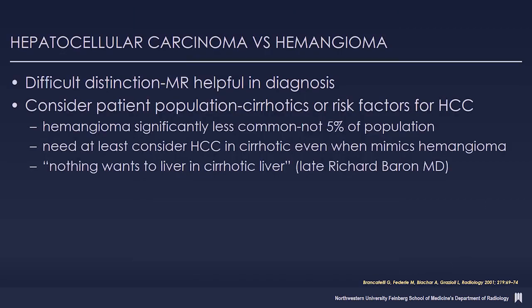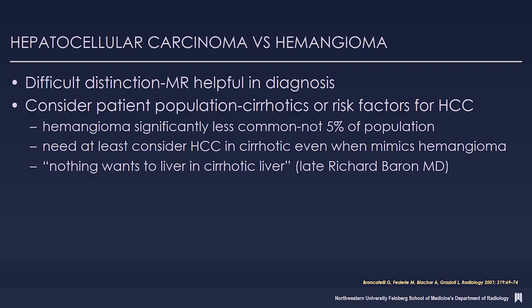And this is my advice. It's a difficult distinction, but I think MR is helpful in the diagnosis. What you really need to do is you need to consider the patient population. If it's a cirrhotic or risk factors for HCC, certainly hemangiomas are significantly less common. It's not 5% of the general population. And the important thing is you need to consider HCC in a cirrhotic even when it mimics hemangiomas.